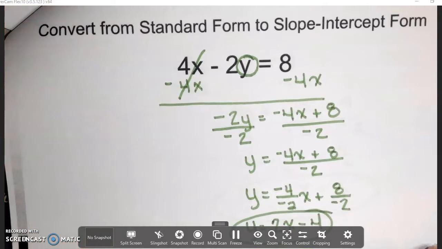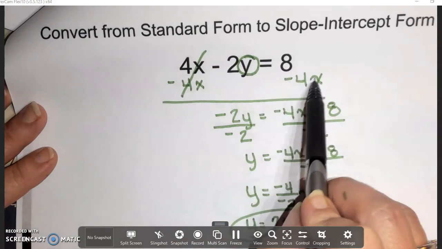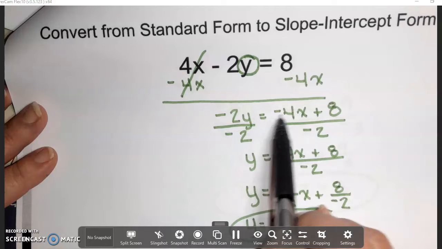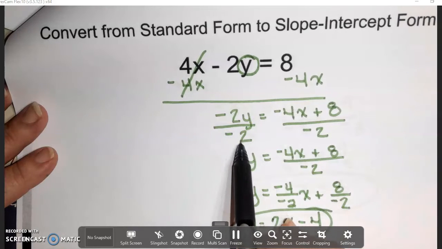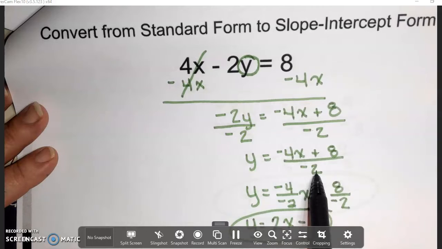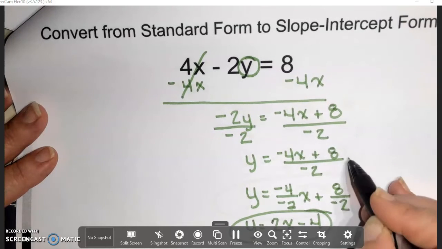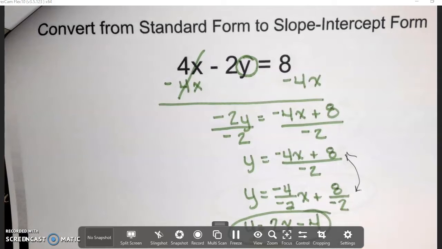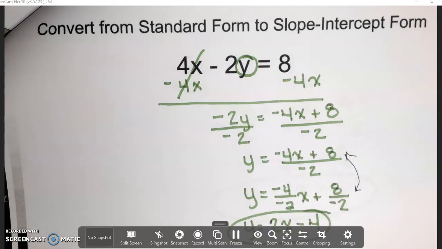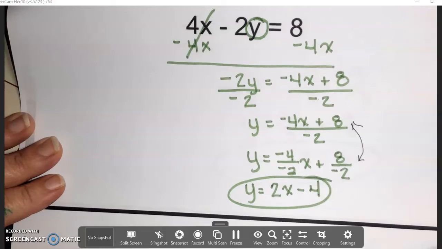Convert from standard form to slope-intercept form. So here you subtract the 4x, bring down the negative 2y equals negative 4x plus 8, divide by negative 2, y is equal to negative 4x plus 8 over 2. Well, this is the same thing as this. I just wrote it a different way. So our final is y equals 2x minus 4.